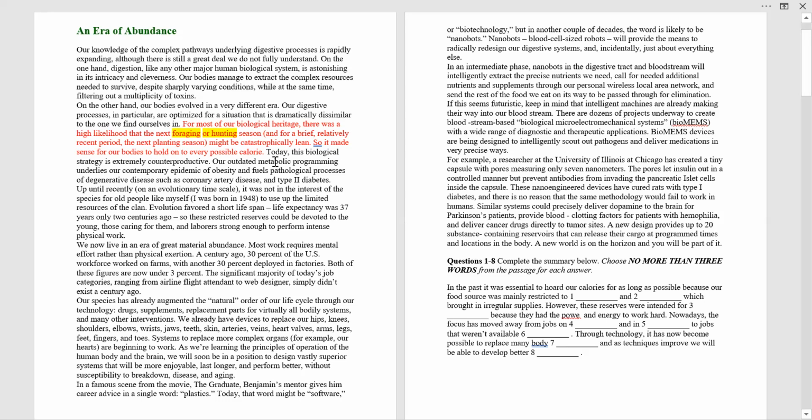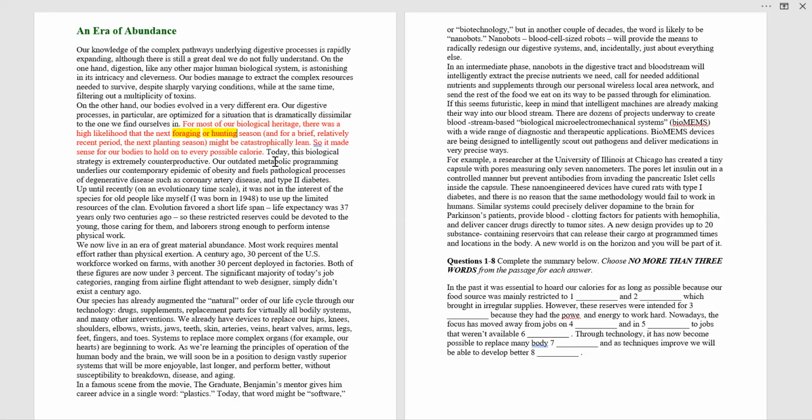So that means our food source was mainly restricted to foraging, the first option, and hunting, the second option, which brought in irregular supplies because the likelihood is not predictable. So it made sense that our body should hold the calories for as long as possible. You read these two or three sentences, and you get that somehow it is similar, and I am getting two words there: hunting, foraging. So that's what I told you. This is the area I'm reading for these two questions only, up to here.